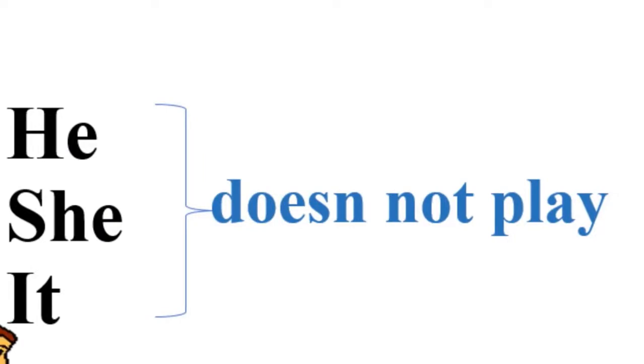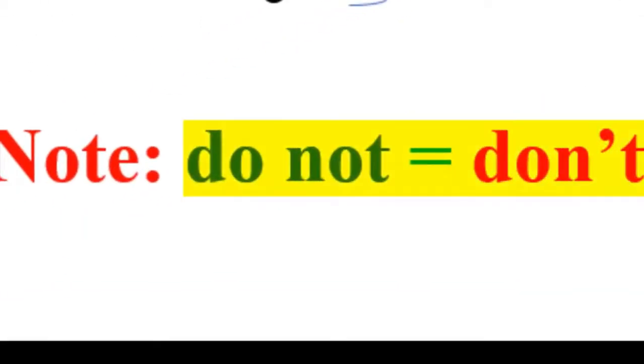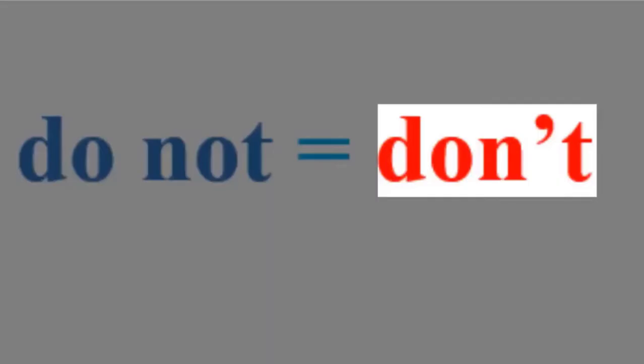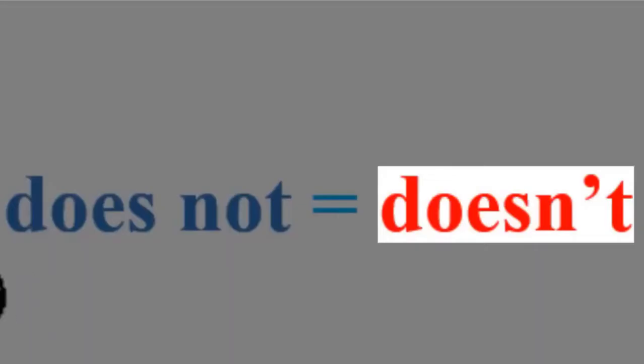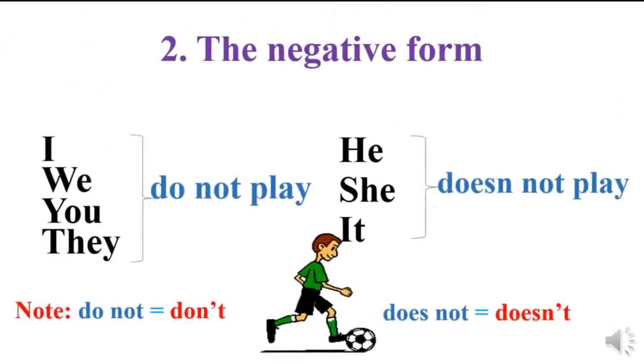But let's have a look at this note here. We have do not, this is the long form. Don't is the short form, which means we can say I don't, we don't, you don't, and they don't play. The same thing can be said about does not. The short form of does not is doesn't, which means we can say he doesn't play, she doesn't play, and it doesn't play.